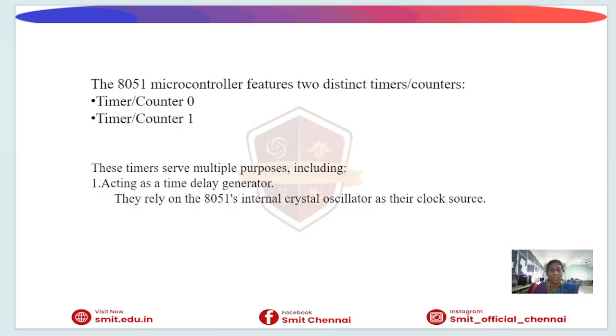When we use the timer, the microcontroller uses the internal crystal oscillator. For example, if the crystal oscillator is 12 megahertz, one machine cycle is 1 microsecond. So the timer increments every 1 microsecond, and by counting machine cycles, the timer creates accurate delays.